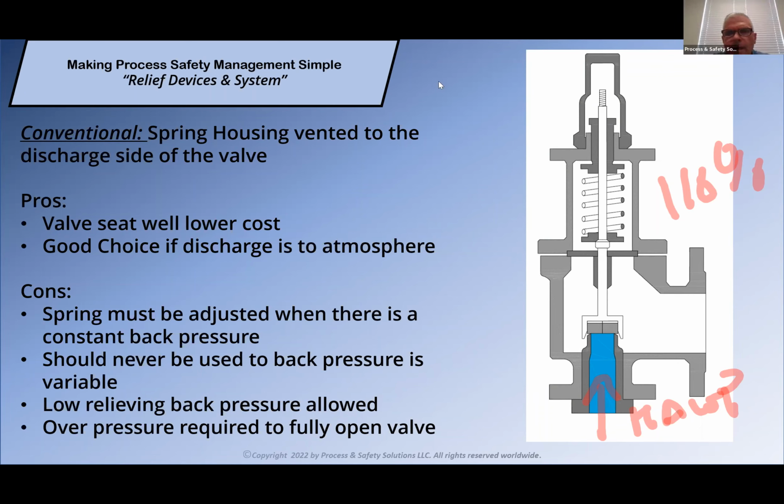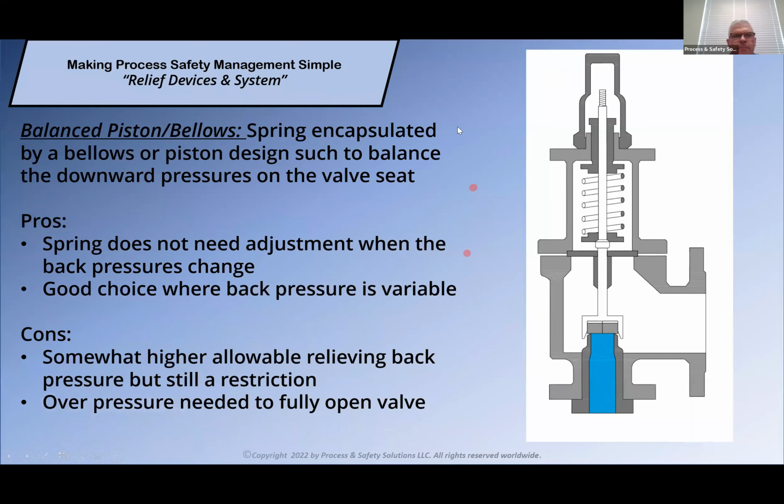So let's now look at, let me clear this first. If I can, clear that. So now we're going to look at a balanced piston or bellows type.